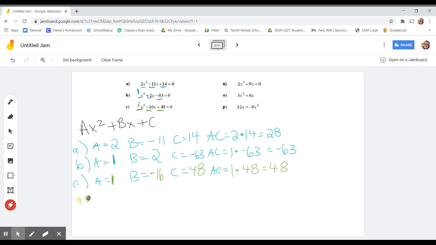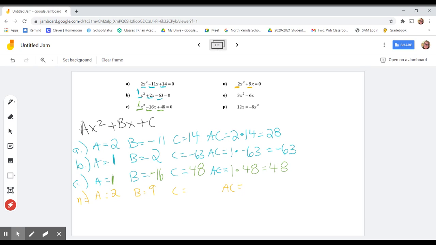All right, N is going to be, what's my A, what's my B, what's my C, and what's my AC. Okay, so I have 2x squared plus 9x. So in this case, my A is going to be 2 because that's what's in front of my x squared, so 2. I have 9 in front of my x, so that's going to be my B.